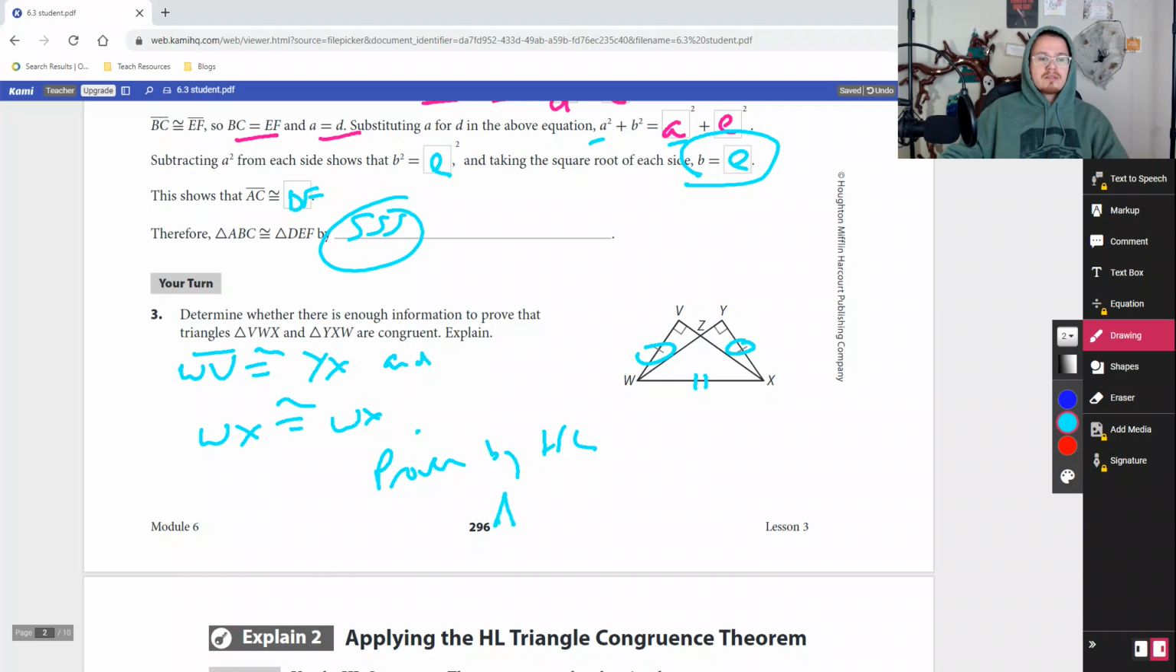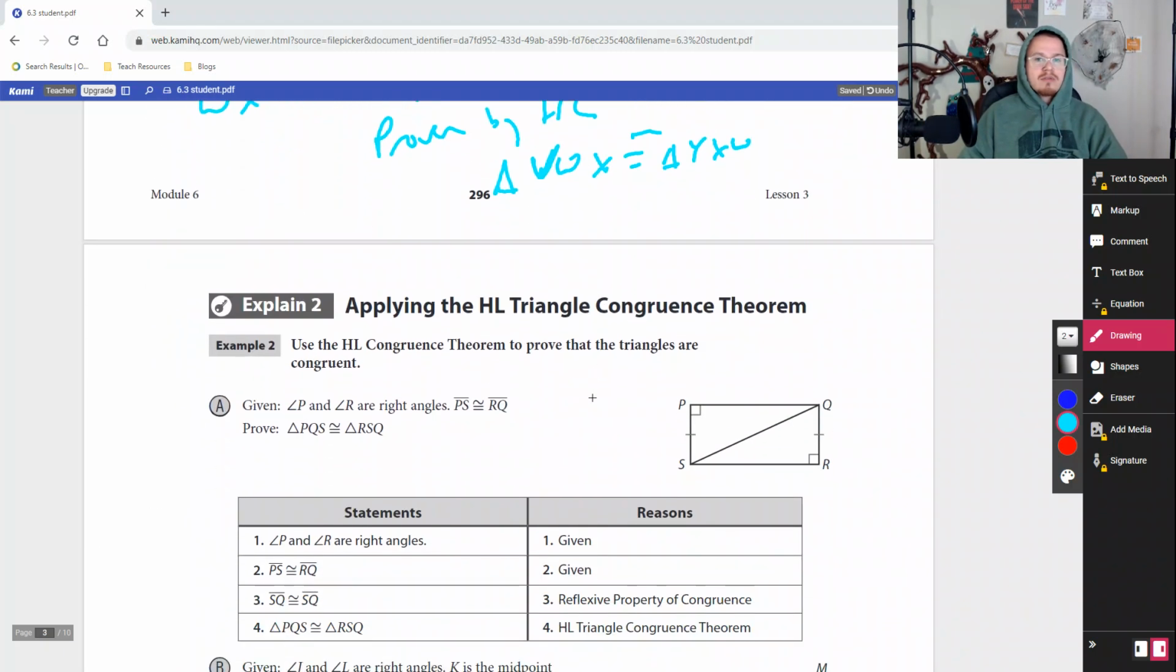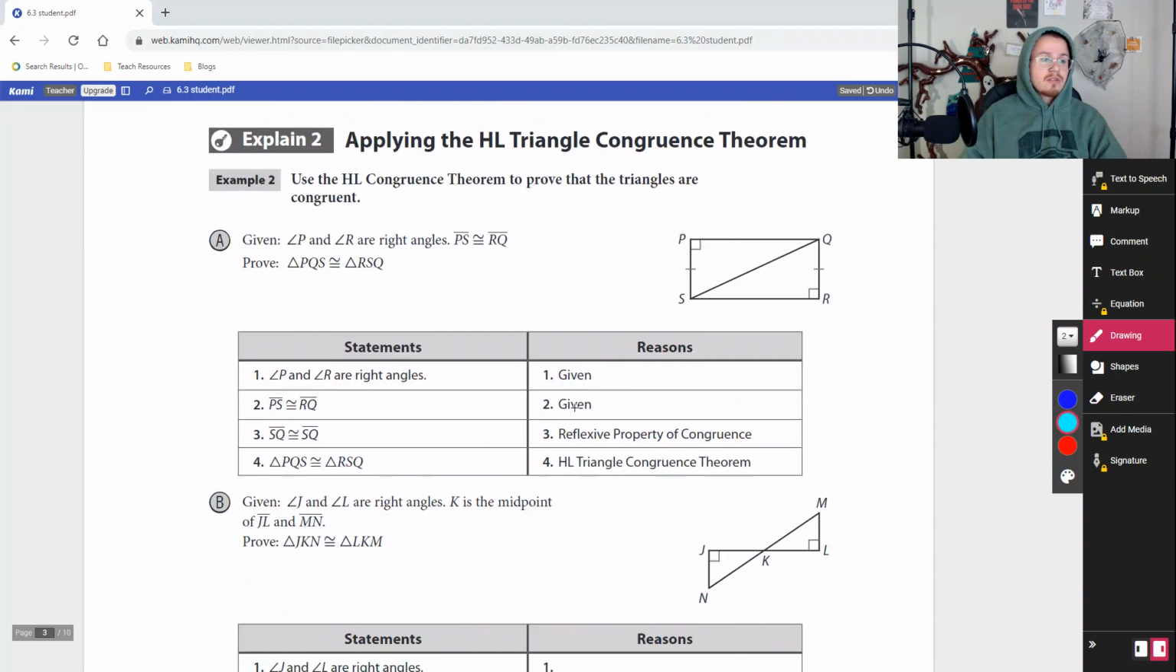The two triangles, that's supposed to be a V, are congruent by the HL triangle congruence theorem. Done. And the only type of triangle you can use Pythagorean Theorem on, in case you forgot, is right triangles only, and right triangles are triangles that are not wrong. They're not left. So, here we go. Apply it.